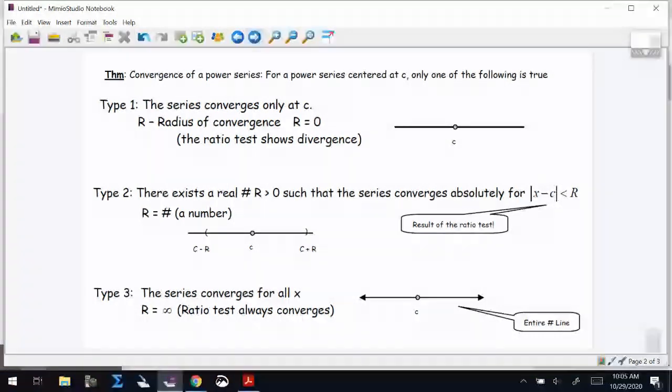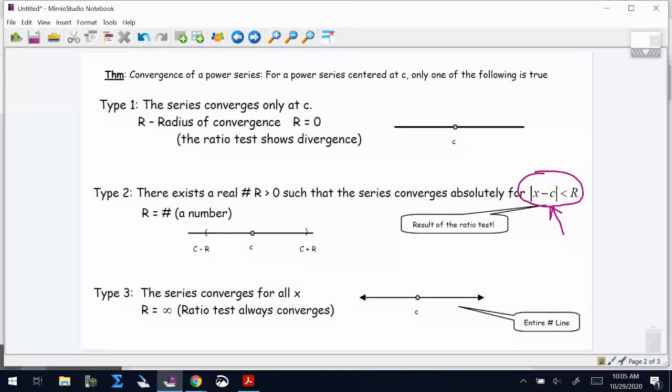Your second type is going to be the most common type. The second type is when you have some sort of radius value that's going to be a positive number. We can say that the series converges as long as it's within that radius, within that interval. So you'll go to the ratio test, and when you're done with the ratio test, you're going to create this type of inequality. You're going to have just your x minus center left in absolute value. The absolute value comes from the absolute value in the ratio test.